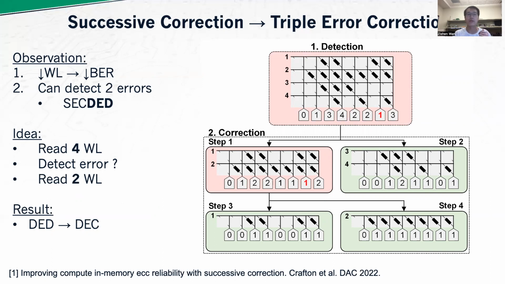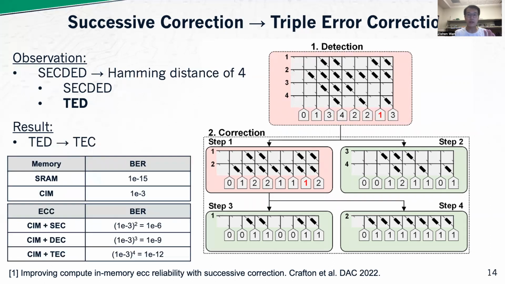So how do we get the triple error correction? Well, a little known fact is that the SECDED code we have been using can actually detect 3 errors because it has a Hamming distance of 4. Following the same logic as before, we can enable triple error correction with triple error detection. This can bring us up to a 10 to the power of -12 bit error rate, which is competitive with SRAM.